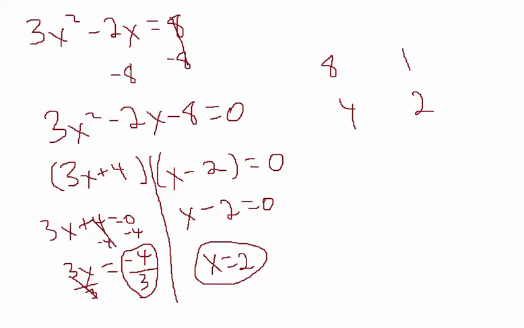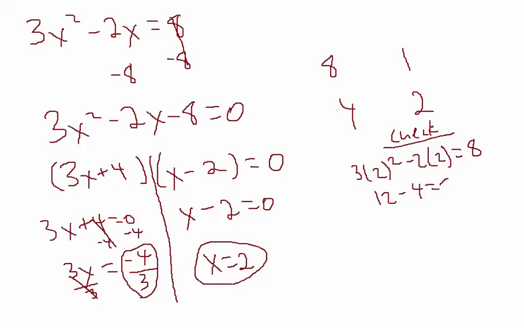If we wanted to check it, well, the two values, the easy one first. Using the 2 value, you'd have 3 times 2 squared minus 2 times 2 equals 8. Well, 2 squared is 4, times 3 is 12, minus 2 times 2, which is 4, equals 8, which of course is correct. The other one is a little bit more complex, but let's do it out.